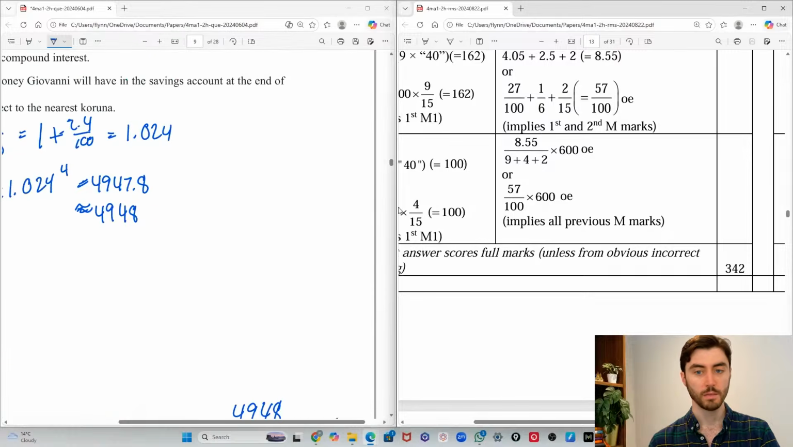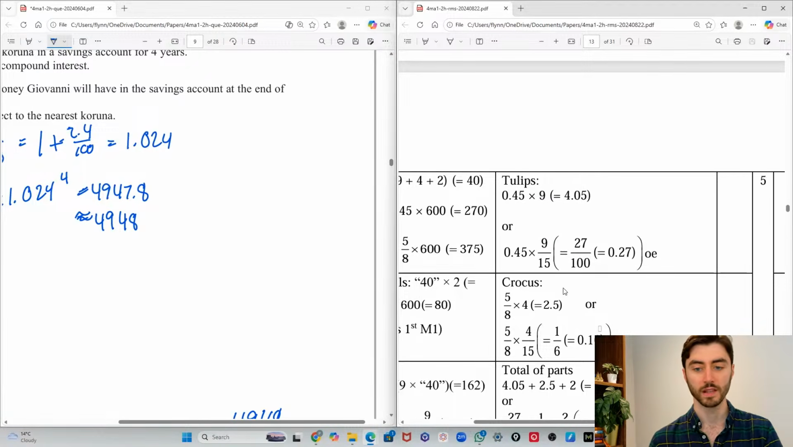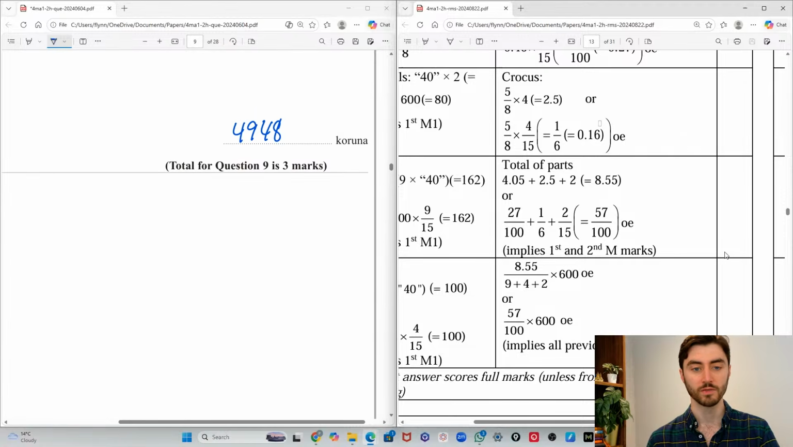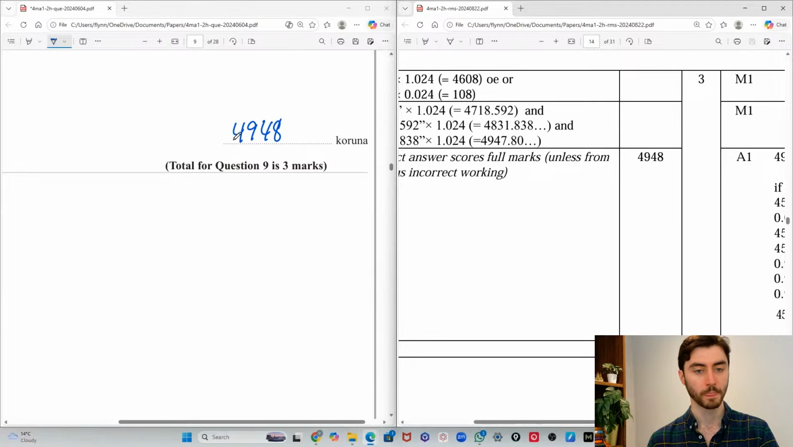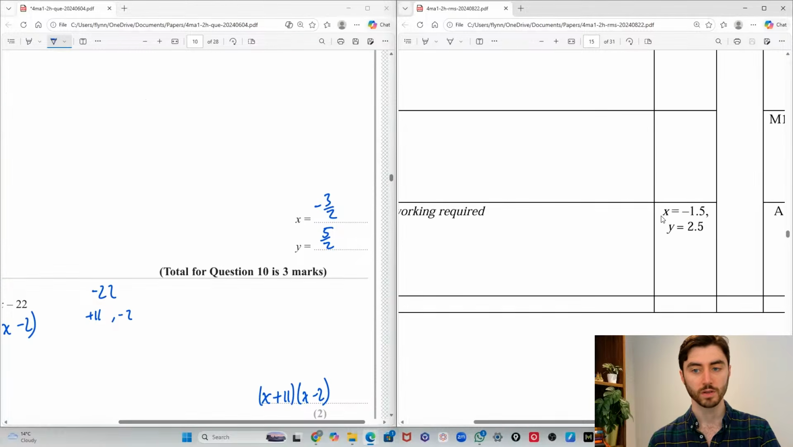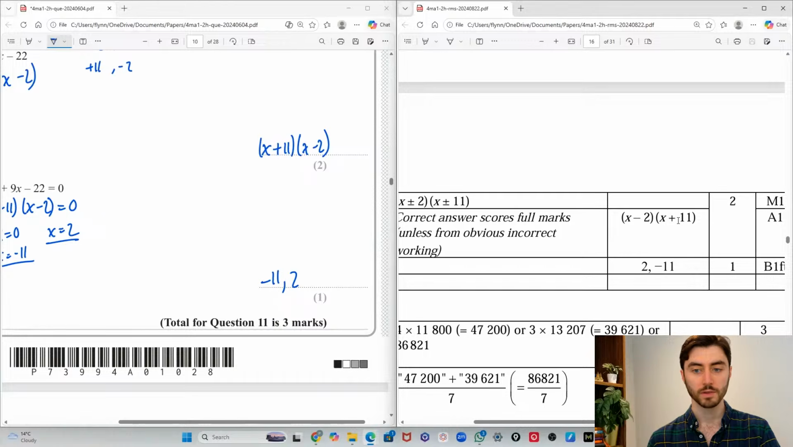342. But you can see, even if you don't get the answer right, there's method marks available for doing each little bit. So even if you can only do a little chunk of it, it's very worth putting it on the paper. So 49, 48, good. Minus 3 over 2, 5 over 2, good. X plus 11, x minus 2, 2 and minus 11.